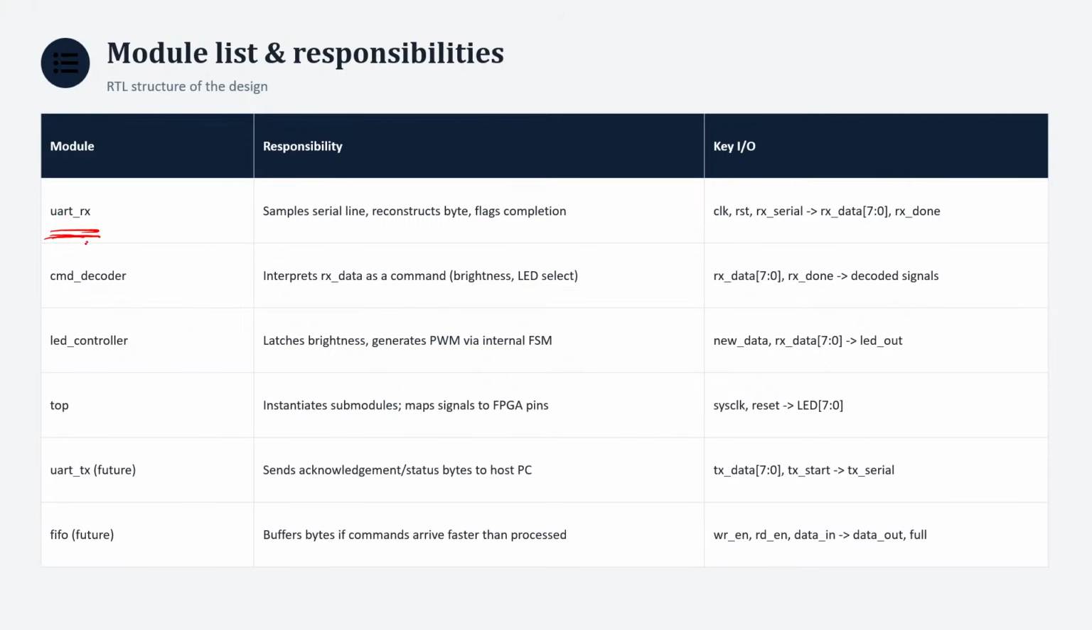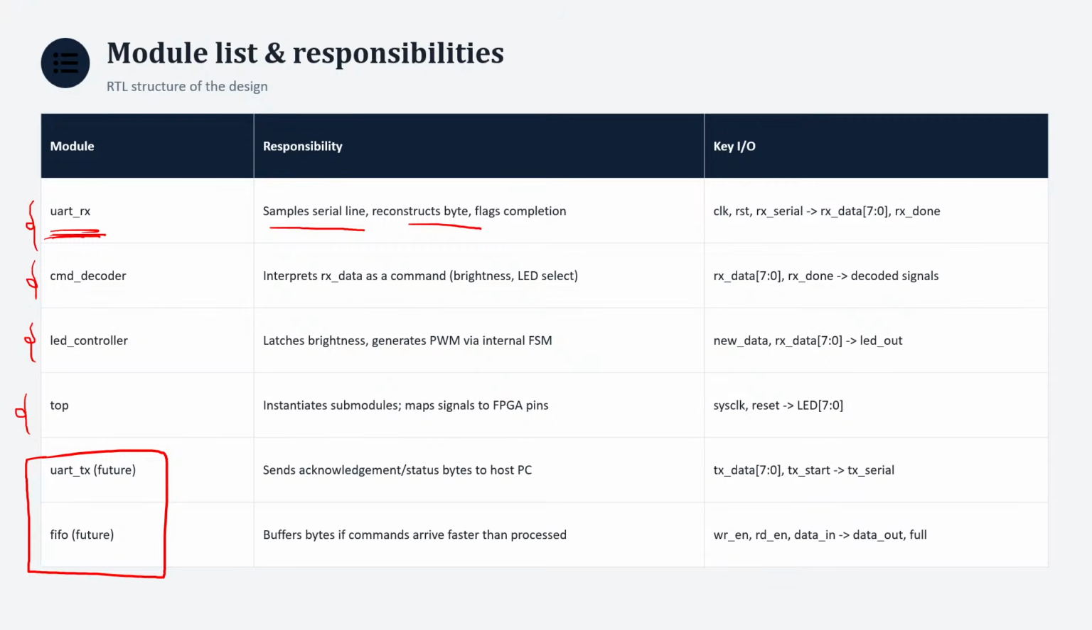So this is what we are going to implement in this particular session: UART RX, command decoder, LED controller, top module. In future, we can try working on the other things, but in this session, we are going to look into the development of these four modules. UART RX is going to sample the serial line, reconstruct the bytes, and flag the completion.